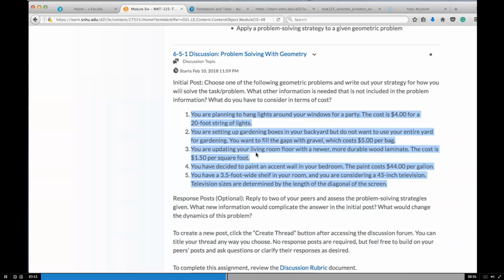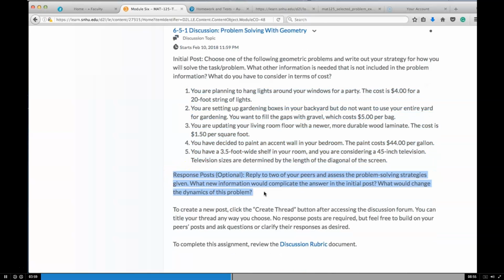And then for your response post, I would reply to at least 2 of your peers, okay? It really helps you develop your original post by conversing with your peers. Look at their problem strategy and see if there's anything that you would add, or maybe you want to ask a clarifying question, and develop by interacting with your peers. You might be developing your own post so that your post and your reply post can be taken into consideration when computing your final grade.